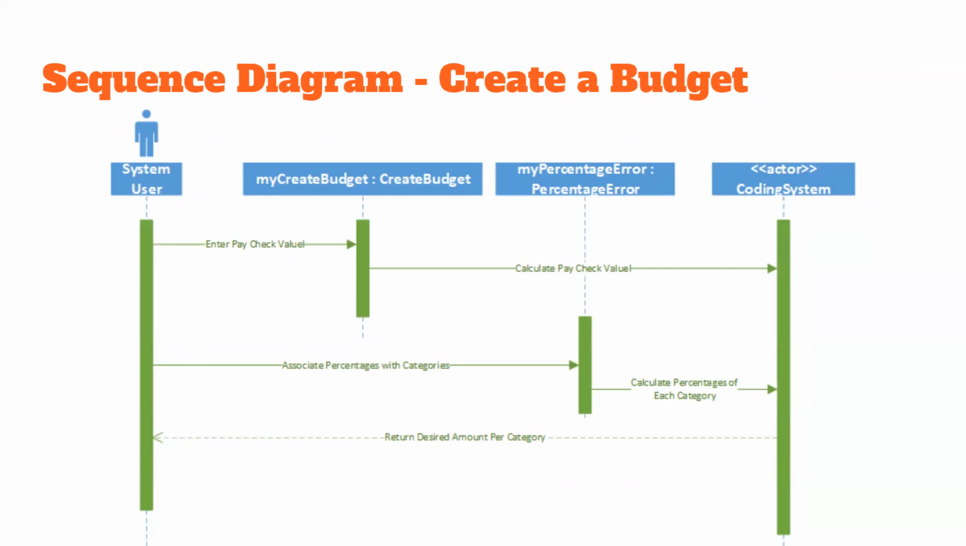Similar to the savings goals, when it comes to the budget, the user will be entering their paycheck value. They'll also be entering the associated percentages with each category. While this is happening, the coding system will be calculating the inputs that it received and then eventually returning the desired outcome back to the user. And that is everything.